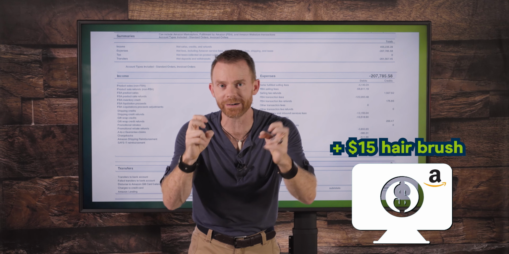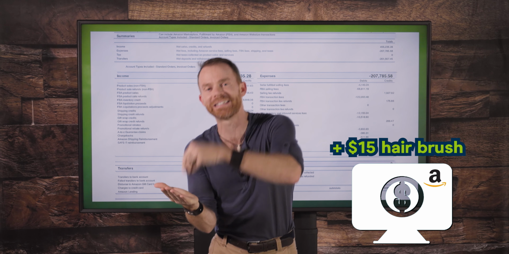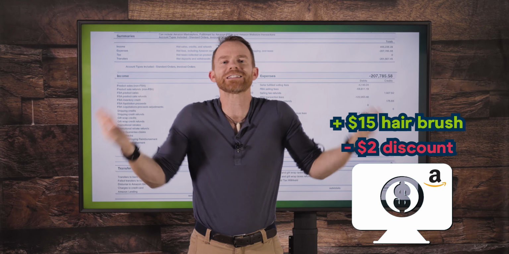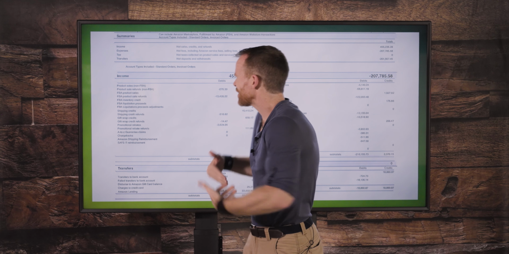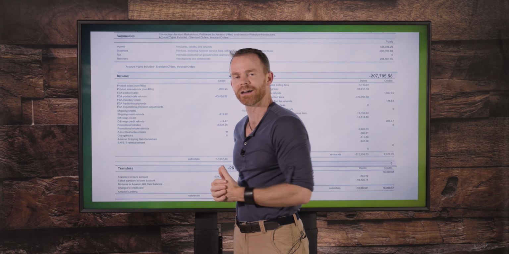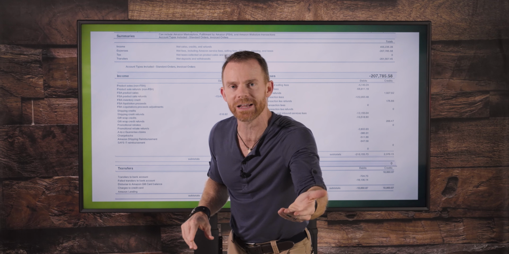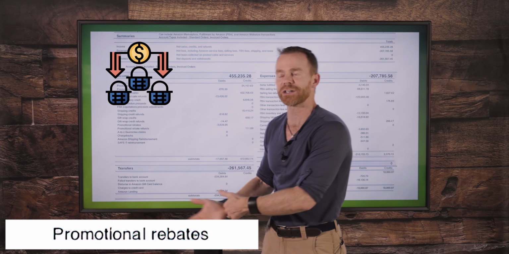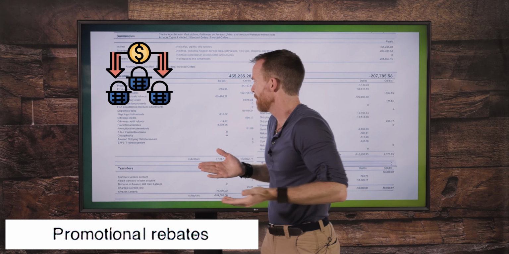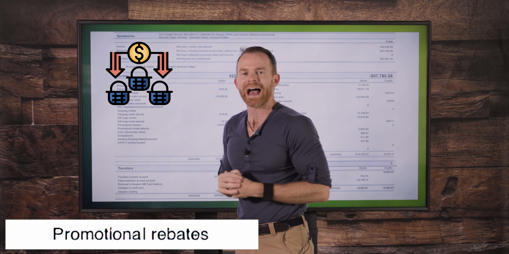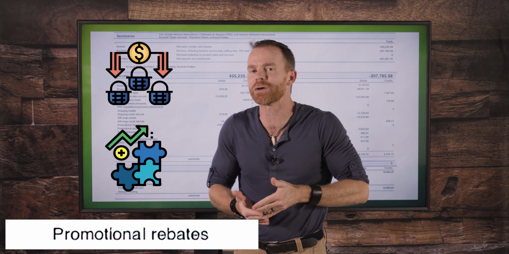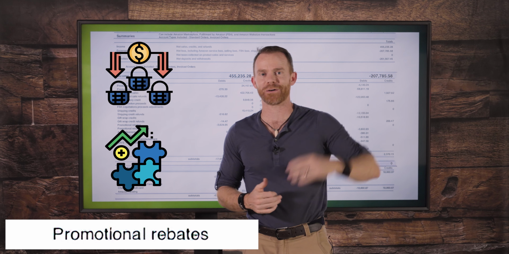So they will credit your account $15, then they will debit it $2. So you still end up with $13. It makes no difference in how much money you make, but the powerful thing is now you can use your financial payout report to understand how much of my sales went to these promotional rebates. How effective was that promotional rebate in increasing my sales volume?